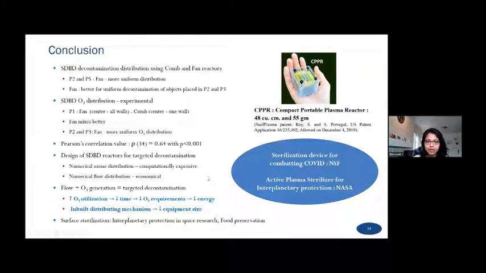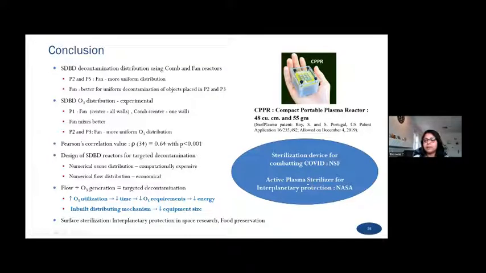Applications of this research are in surface sterilization, especially in areas like interplanetary protection and space research or food preservation, where we want to have less ozone, that is, by maximizing ozone utilization, and we want to decontaminate at low processing temperatures. On the right here, we can see the compact portable plasma reactor, which is a very lightweight, compact electrical unit that can be used to make decontamination devices.